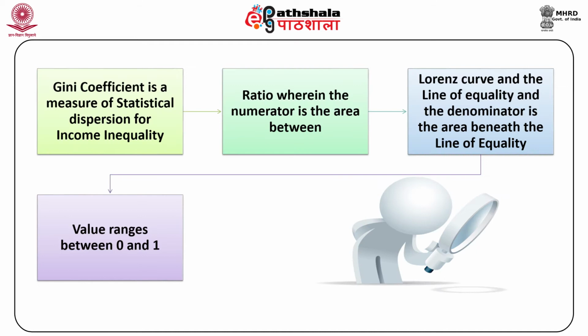The Gini coefficient is a measure of statistical dispersion of income inequality. It is defined as a ratio wherein the numerator is the area between the Lorenz curve and the line of equality, and the denominator is the area beneath the line of equality. Its value ranges between 0 and 1. Here 0 corresponds to perfect income equality and 1 corresponds to perfect income inequality.